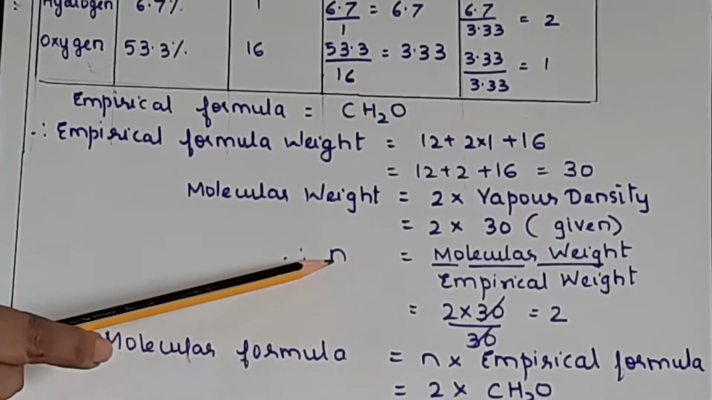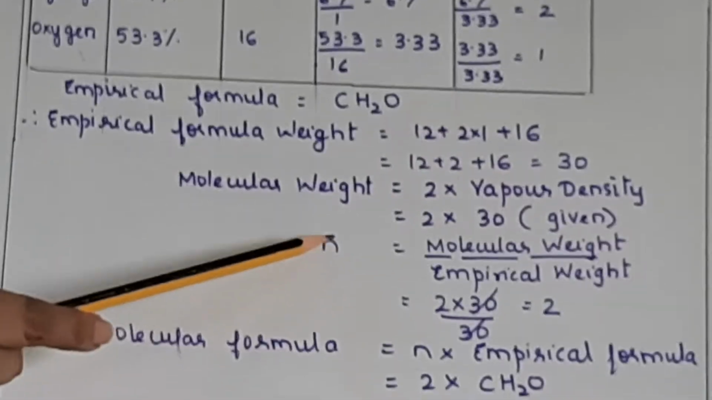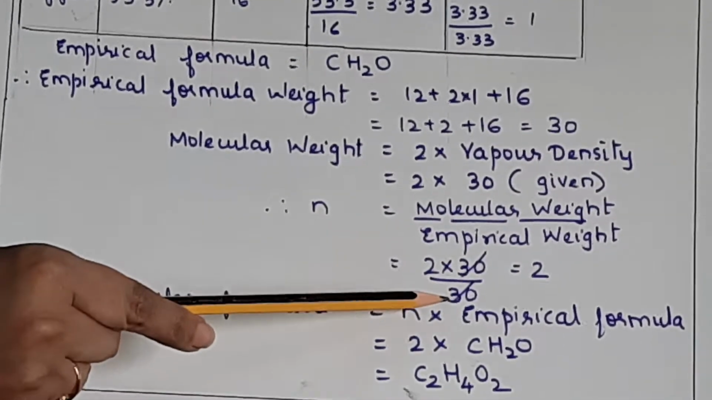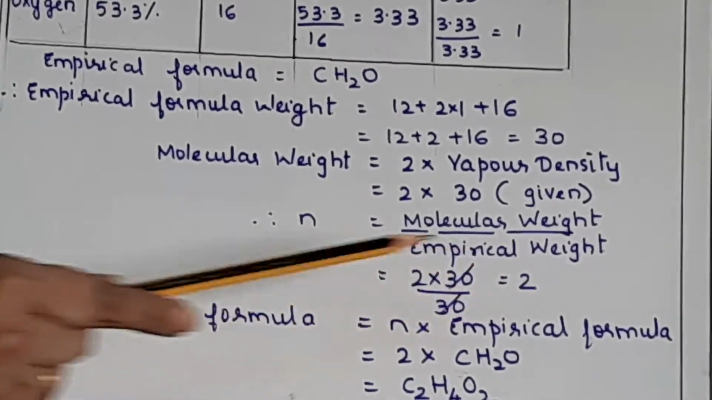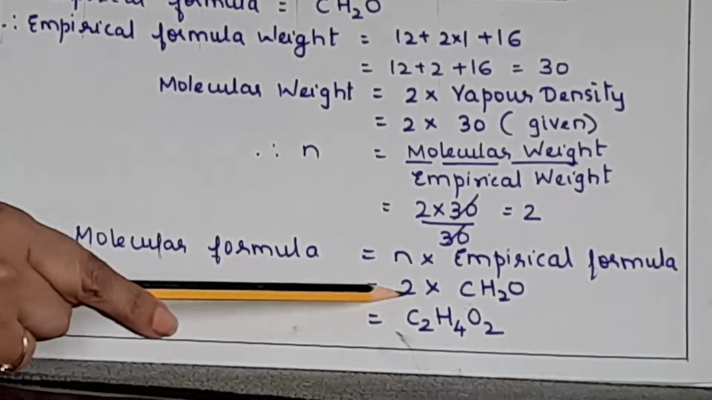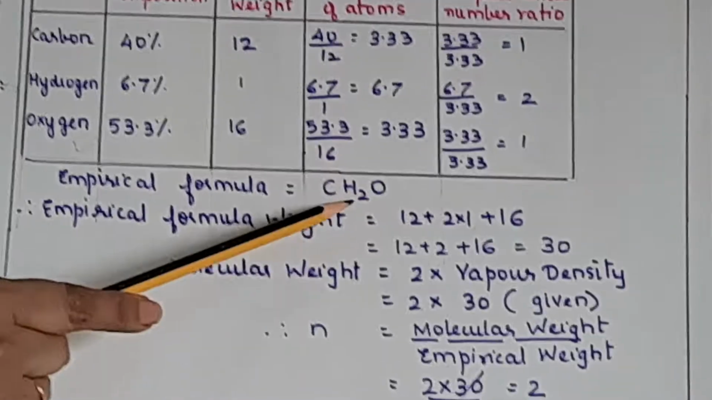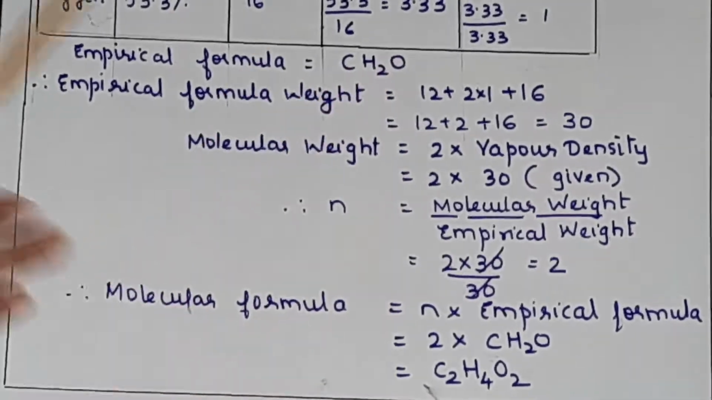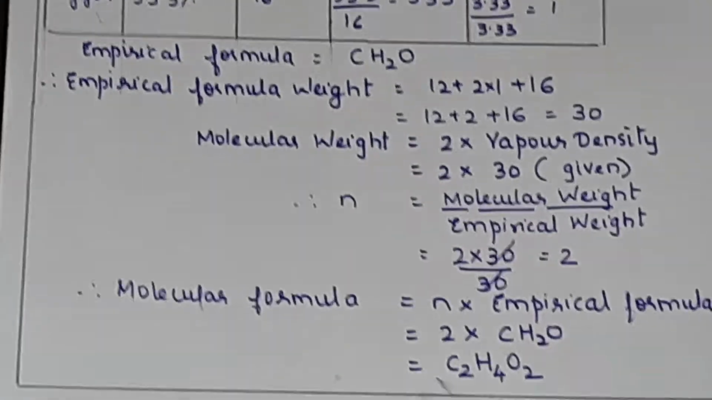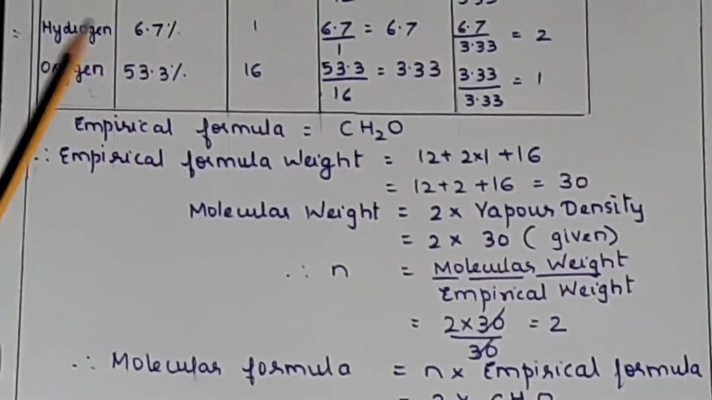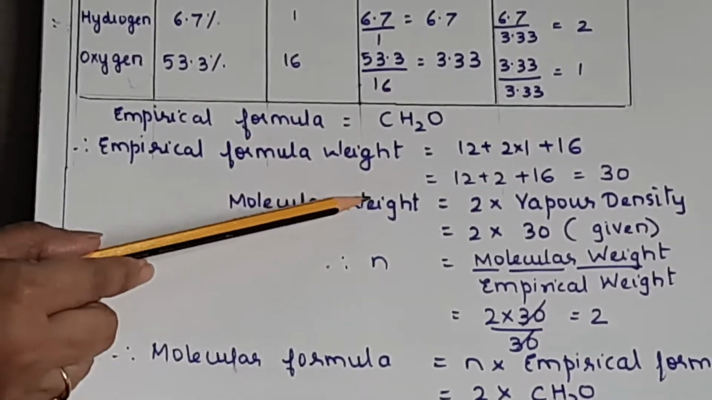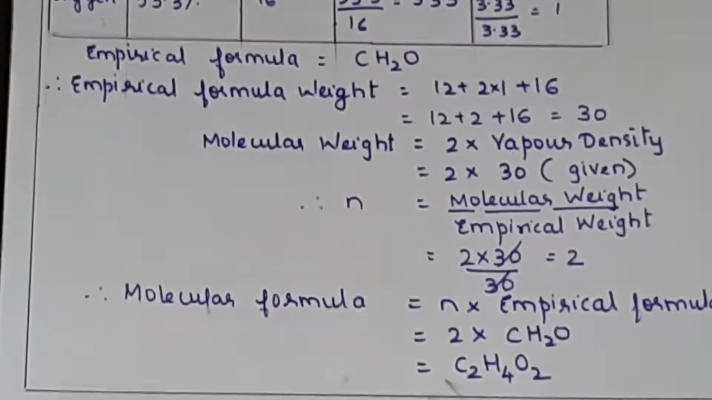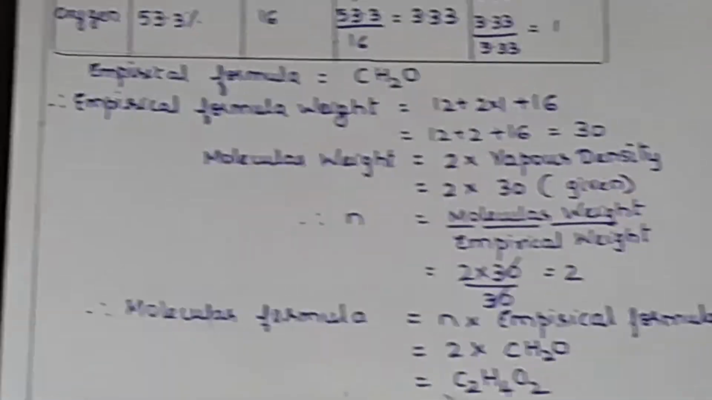And then substitute in the formula for N. We have to calculate N. So it will be molecular weight upon empirical weight. So 2 into 30 by 30, that comes to 2. Correct? So molecular formula will be 2 into CH2O, this is our empirical formula. So it will be C2H4O2. Okay, clear? So this is how you are supposed to solve the sum. Now only 1 or 2 such sums are asked. So you have to write these formulae. Wherever these formulae are there, they have to be mentioned. Marks are there for the steps also. So note this down.